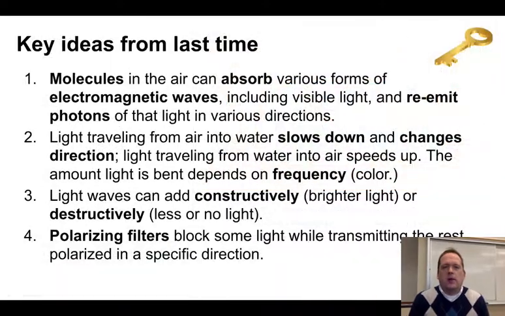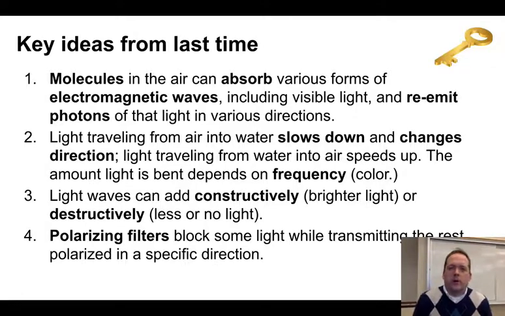So last time we talked about broadly some ideas that are foundational to understanding light phenomena, such as the fact that molecules in the air can absorb various forms of electromagnetic waves, including visible light, and then re-emit photons of that light in various directions. Turns out in the next two discussions, we're going to see that phenomena of molecules absorbing things, but we're going to change up what they absorb, but we're also going to get photons out of those processes as well.